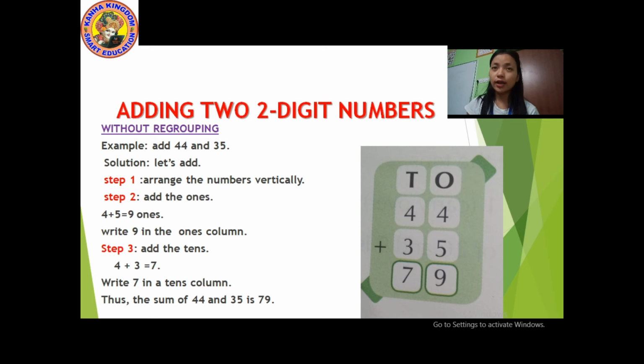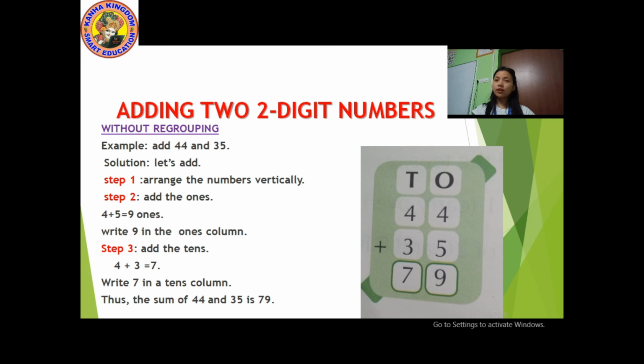So because we are adding ones, the sum is also in ones. So write 9 in the ones column, because in the second step we add the ones. While adding 4 and 5 together, we got 9 ones. So we have to write that 9 in the ones column.